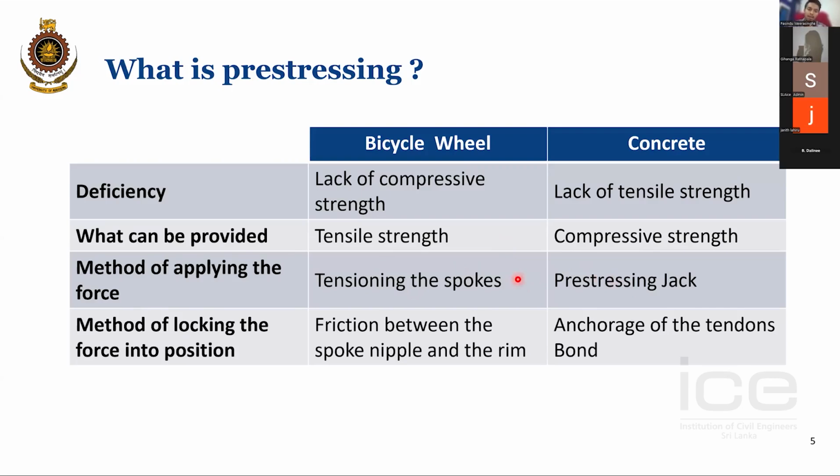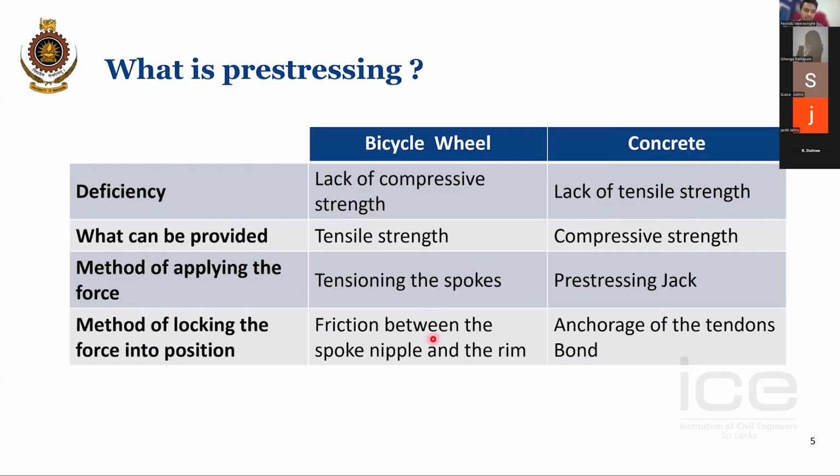And once we apply this pre-tension, or whatever the pre-force, there should be a way to lock this. Otherwise, what will happen is if you stretch the spoke wire and just release it, there will not be any pre-stress lock there. So we should lock the force. Then only this pre-stress will remain in that particular element.